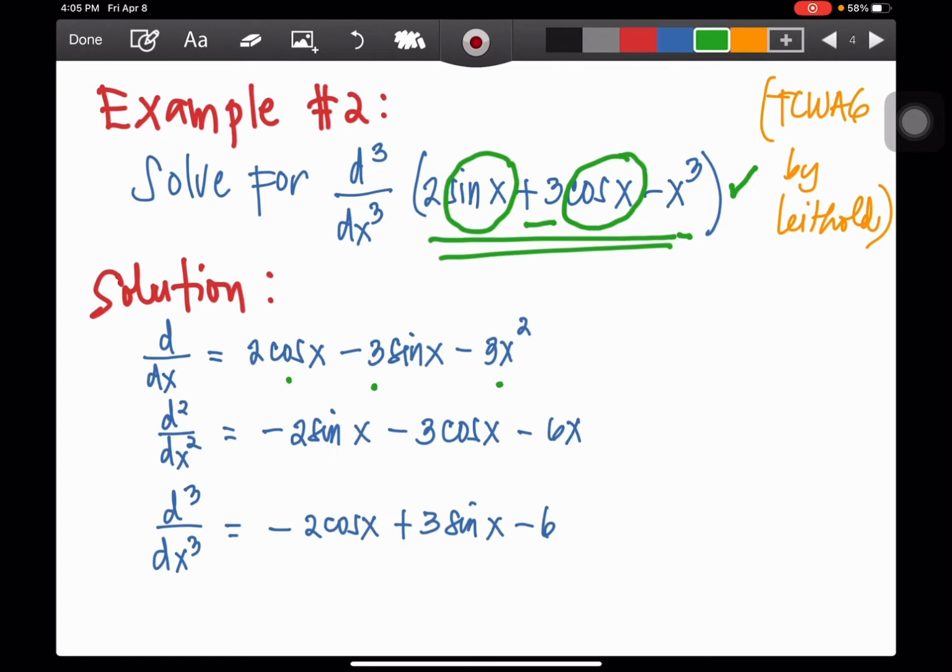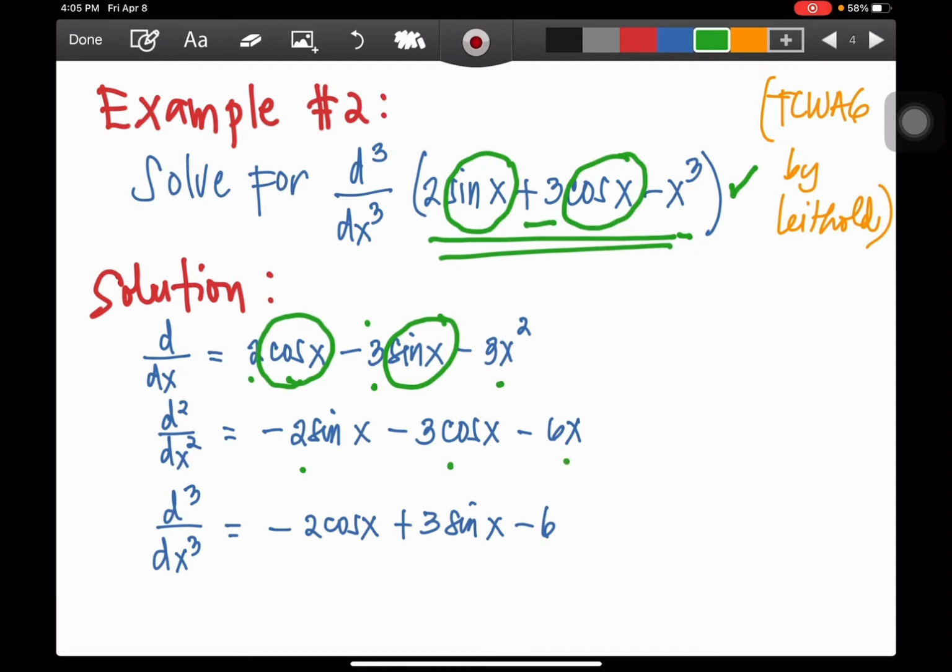I hope you were able to follow based on our previous videos. Okay, so for the second derivative, the derivative of cosine x is negative sine x times 2, it's negative 2 sine x. The derivative of sine x is cosine x times negative 3. It's negative 3 cosine x. And the derivative of 3x squared is 6x.